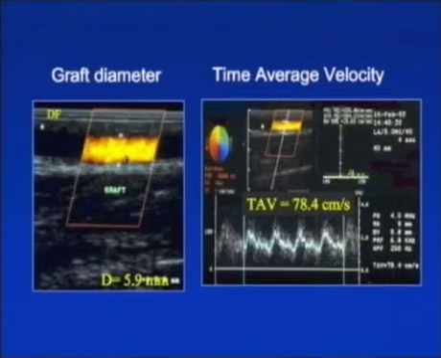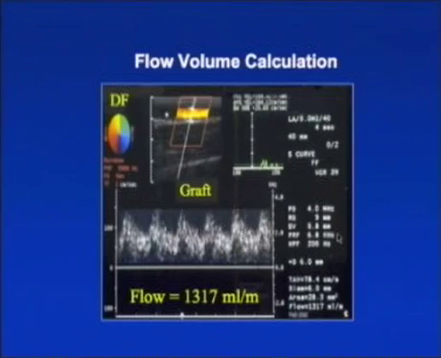In this case, we've obtained the diameter measurements here on the graft. Again, even though we're just showing in this case the longitudinal view, the meaningful data here comes from the transverse measurement without color Doppler on. We've obtained time average velocity over 4 waveforms, and the time average velocity is 78 centimeters per second. This results in a flow volume calculation of 1,317 milliliters per minute. So that's pretty good in these grafts.